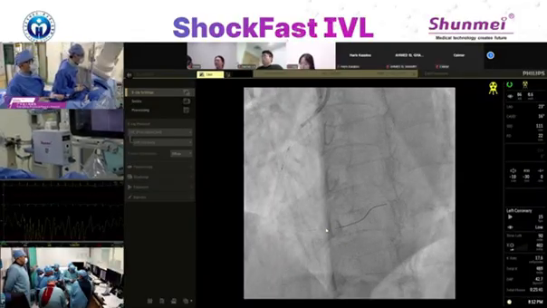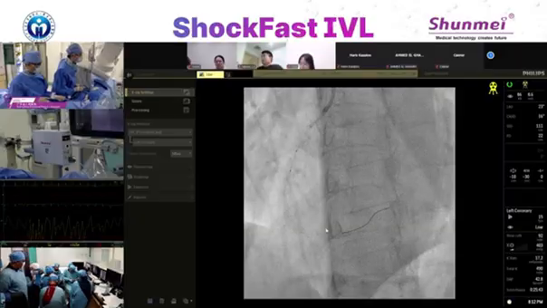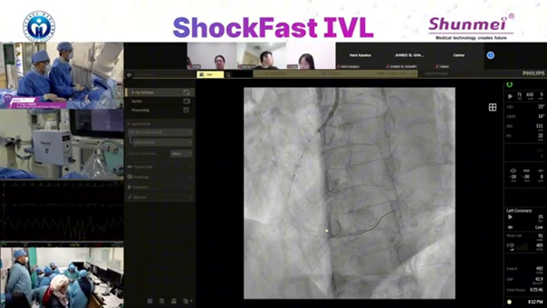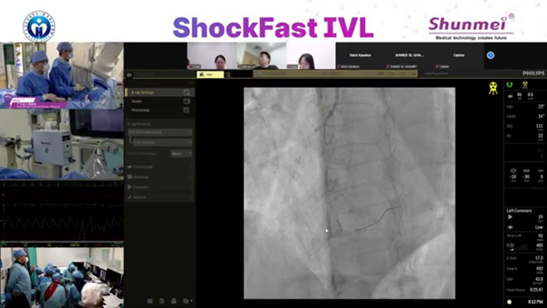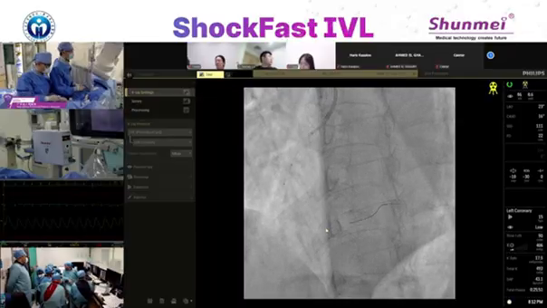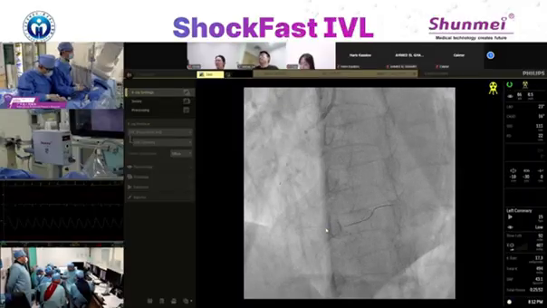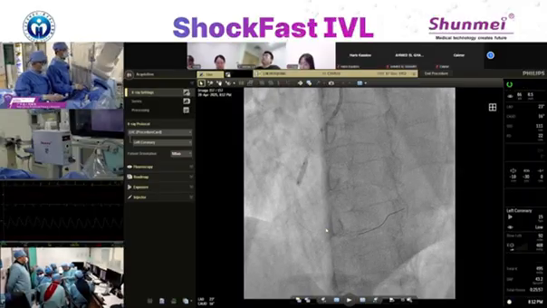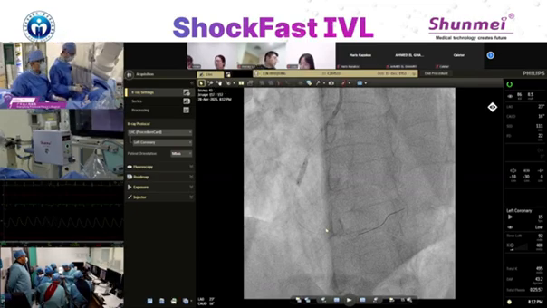Okay, it's in at the distal edge. I think so. Okay, it's still in. Okay. I went to 20 atmosphere.